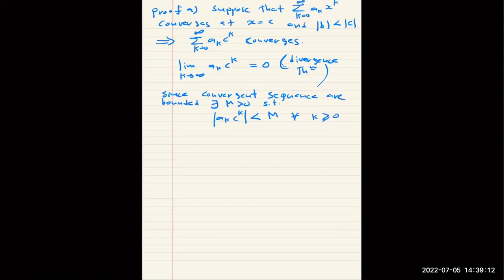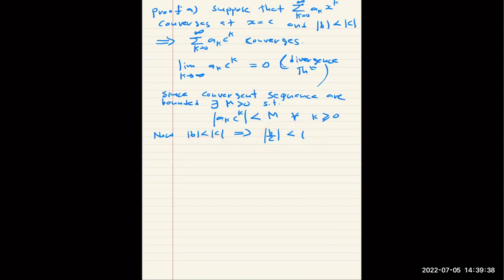Okay, now notice that we are also assuming that the absolute value of b is less than the absolute value of c. That's also one of our assumptions. This implies that the absolute value of b over c is less than 1. I'm just dividing both sides of this inequality by the absolute value of c, and then you get this inequality.